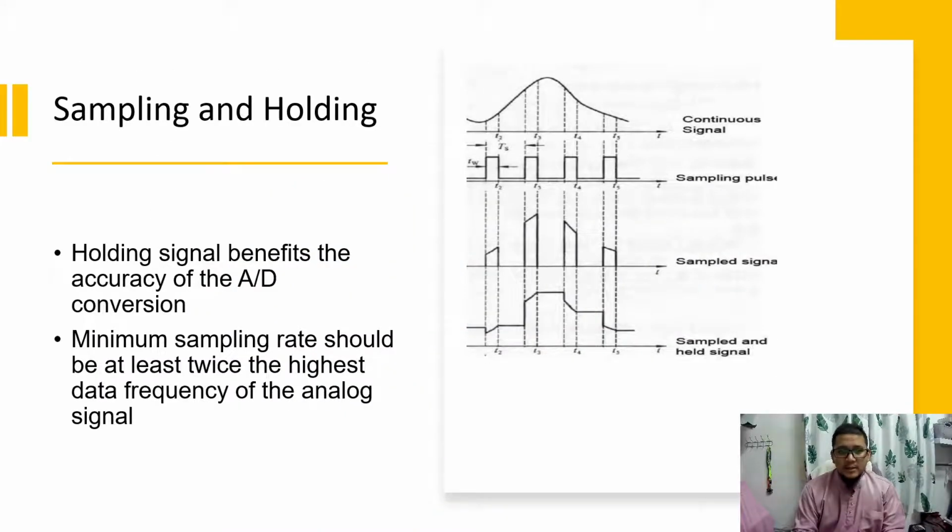So the sampling and holding circuits, holding the signal benefits the accuracies of ADC conversions, and the minimum sampling rate should be at least twice the highest data frequency of the analog signal. If you look at the signals, from the continuous signal to sampling pulse and sample signal and into the sample and hold signal. By the process of sample and hold, our signal becomes the sample and held signal. So this is the signal that will go through the sample and hold process.